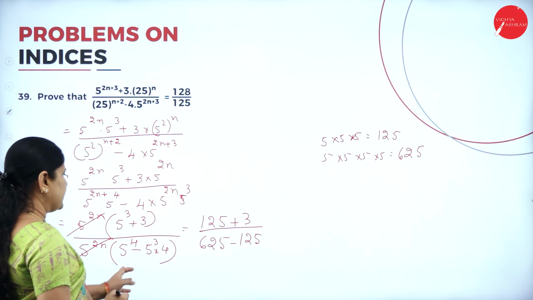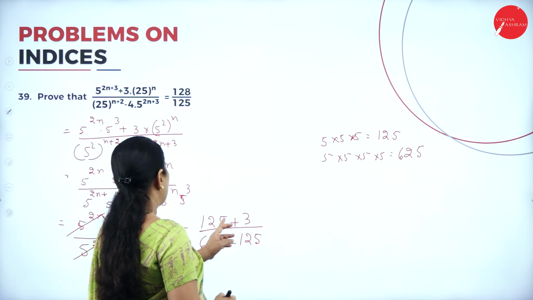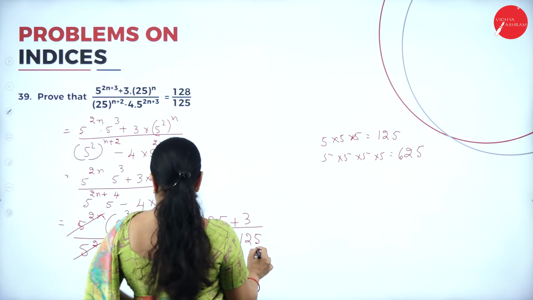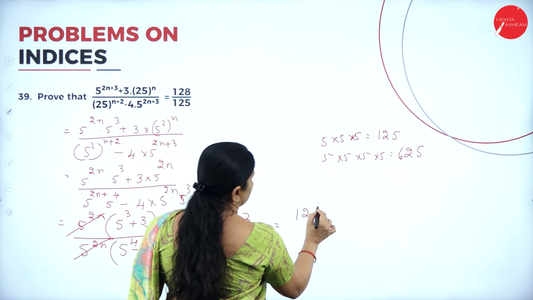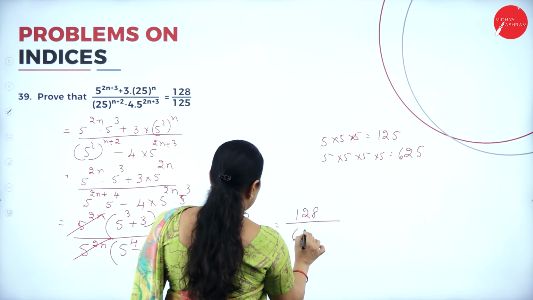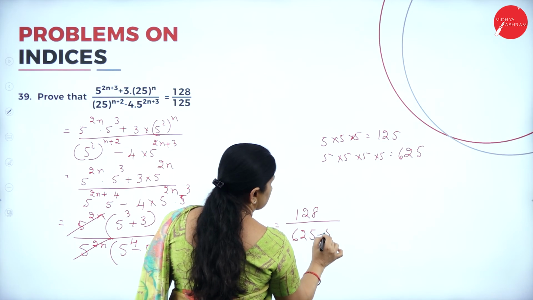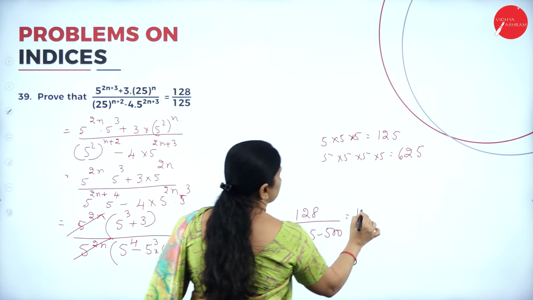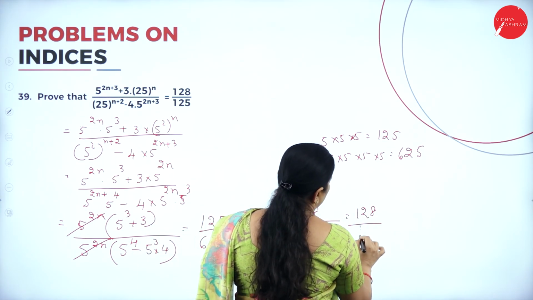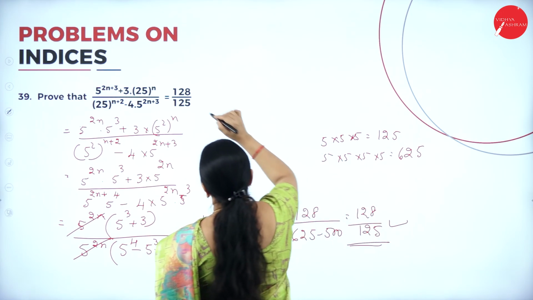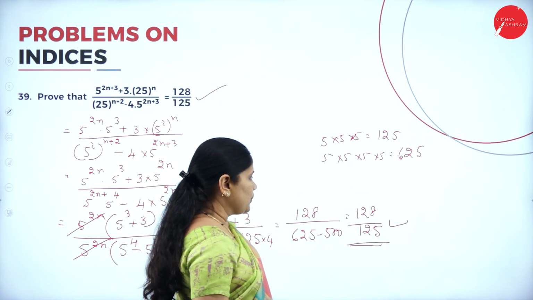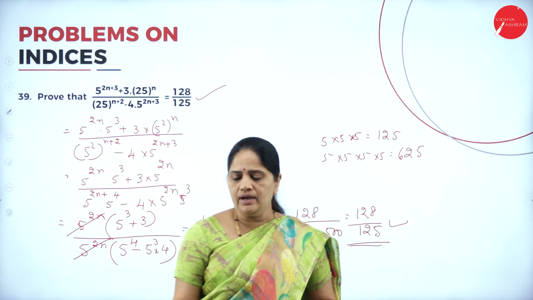Now this I can simplify as 125 plus 3 over 625 minus 125 into 4. So this will be equal to 128 by 625 minus 500. So this will be equal to 128 by 125. So this is the answer. So I am getting 128 by 125.